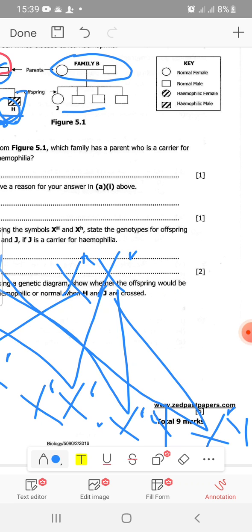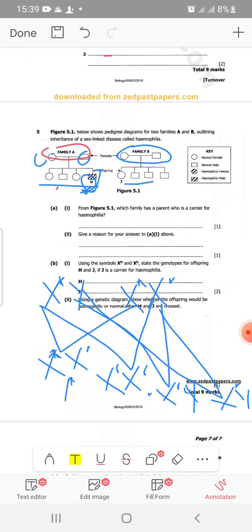You always have to show, as I've been saying in the other videos, the F1 generation genotype, as well as apart from the genotype, also the phenotype. So this is the F1 generation genotype, the genetic constitution. But then for the phenotype, we will have one normal. Yes, we'll have one normal.